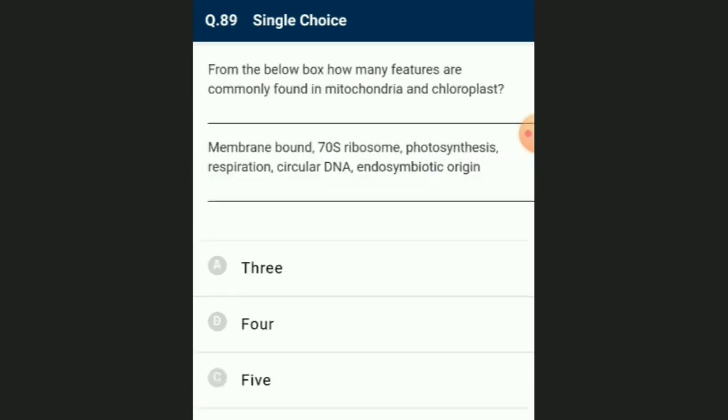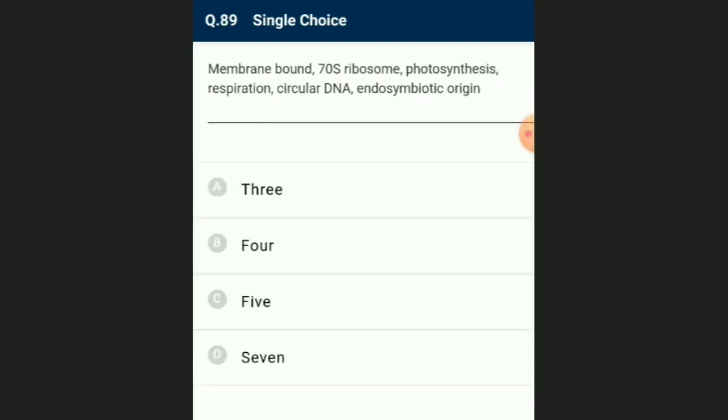Question number 89. From the below box, how many features are commonly found in mitochondria and chloroplast? There are four found in both mitochondria and chloroplast. Membrane bound: both chloroplast and mitochondria are membrane bound cell organelles. They contain 70S type of ribosomes. Four are commonly seen in mitochondria and chloroplast.